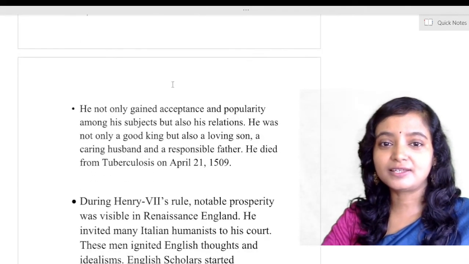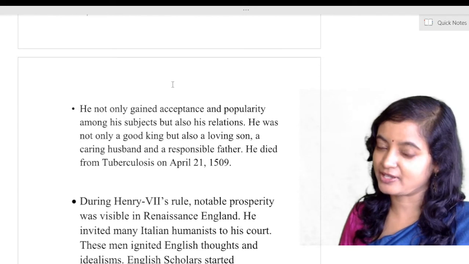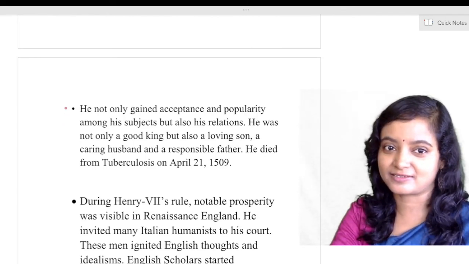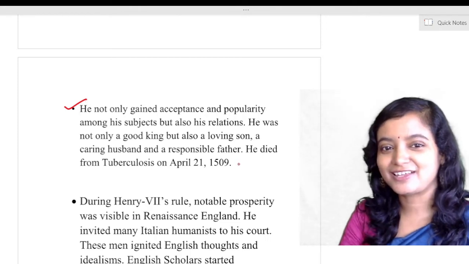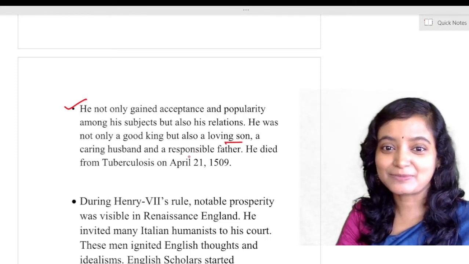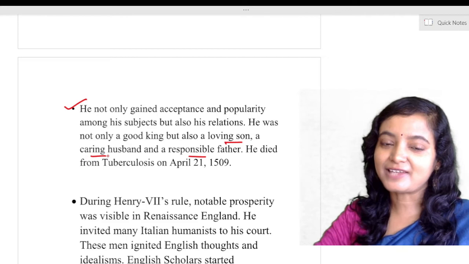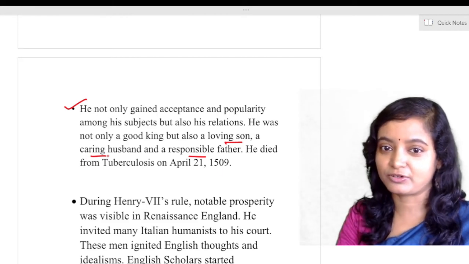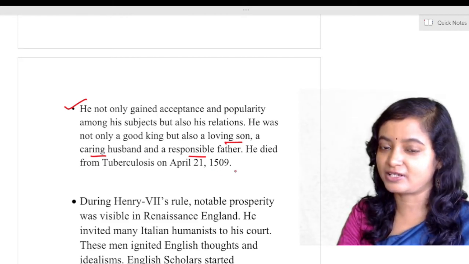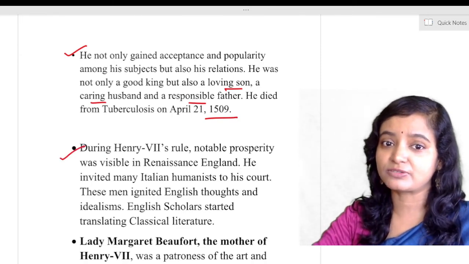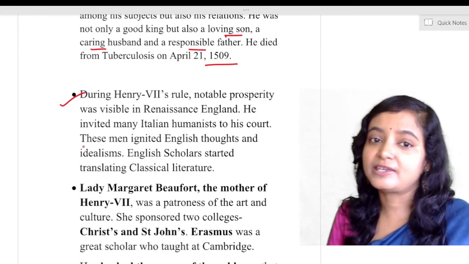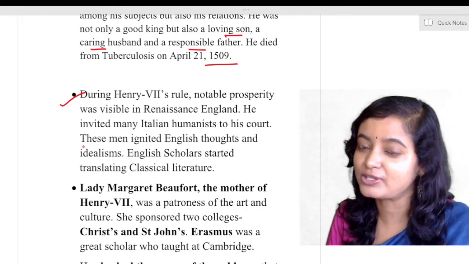Next, he gained acceptance and popularity not only among his subjects, but also among his relations. He was not only a good king, but also a loving son, a caring husband, and a responsible father. He died from tuberculosis on April 21st, 1509. It is very sad. During Henry-VII's rule, notable prosperity was visible in Renaissance England. He invited many Italian humanists to his court.